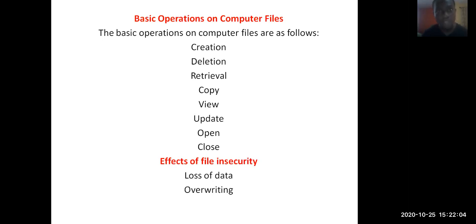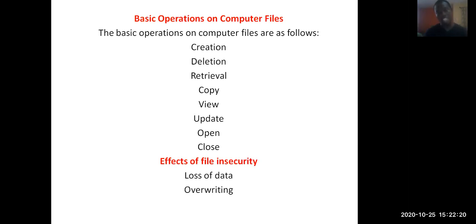So now let's look at the basic operations on computer files. Basic operations are things you can do. You can create, you can delete, you can retrieve, you can copy, you can view, you can update, you can open. All these things you can do on your computer files. Those are the basic operations of computer files, right?